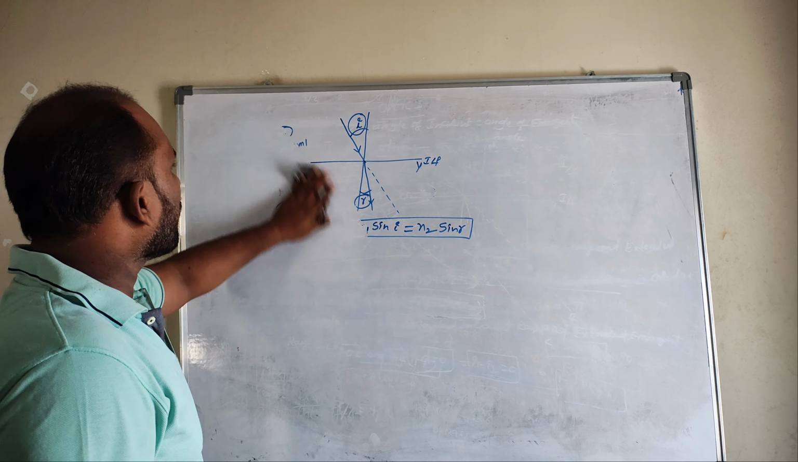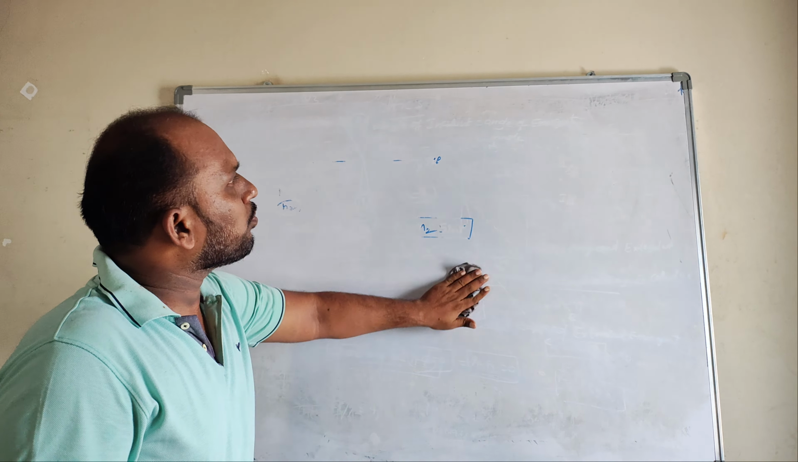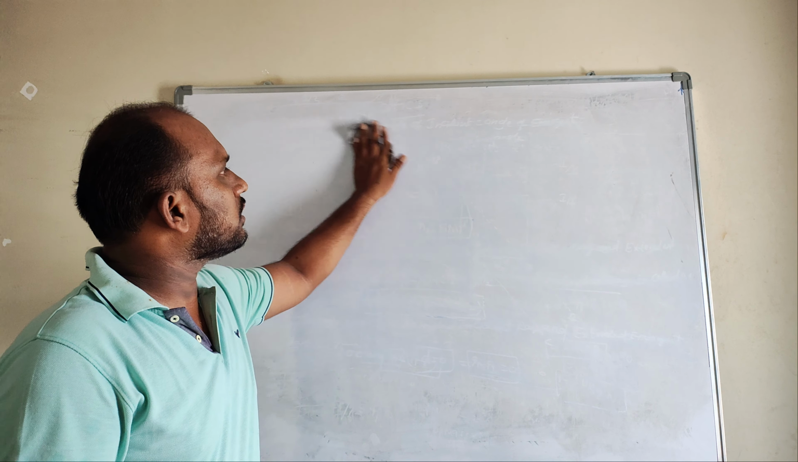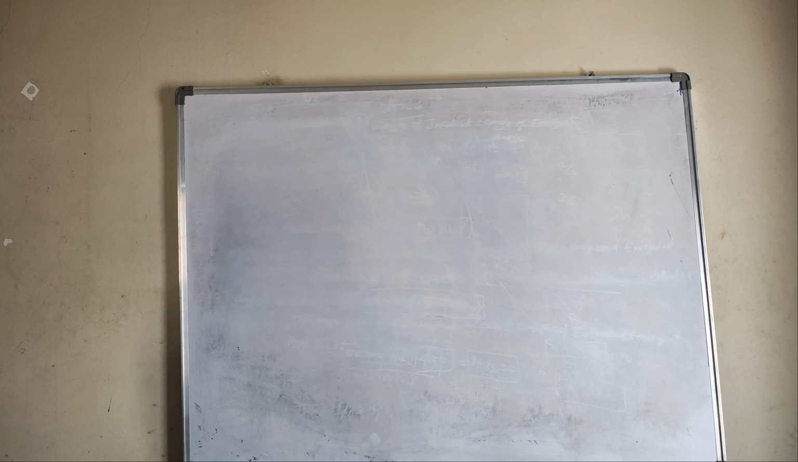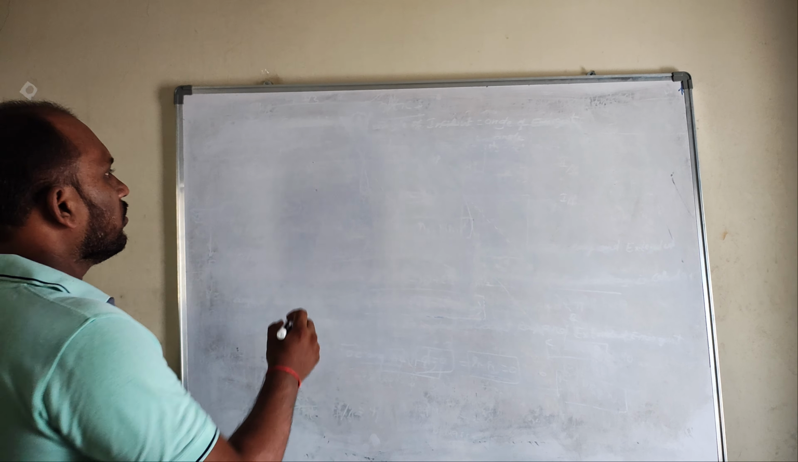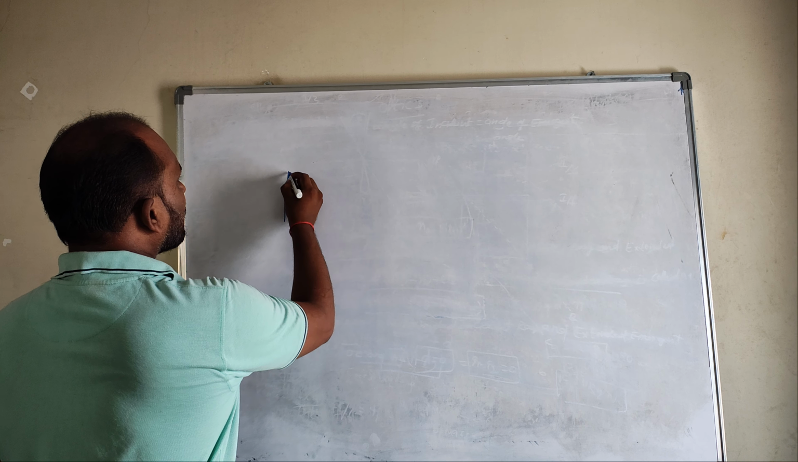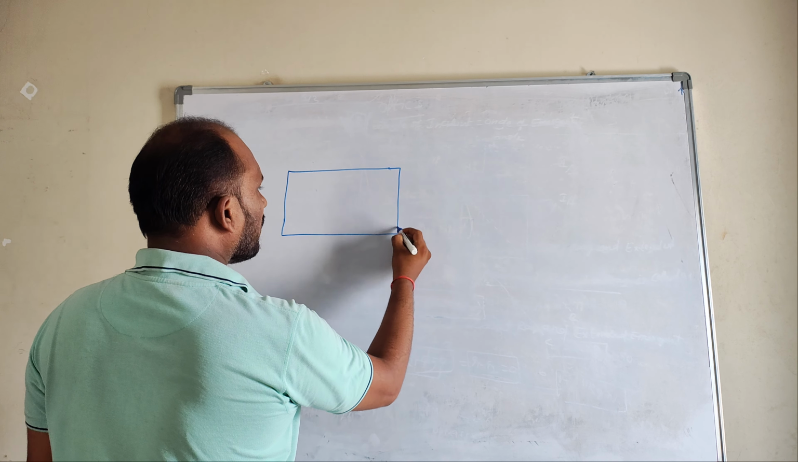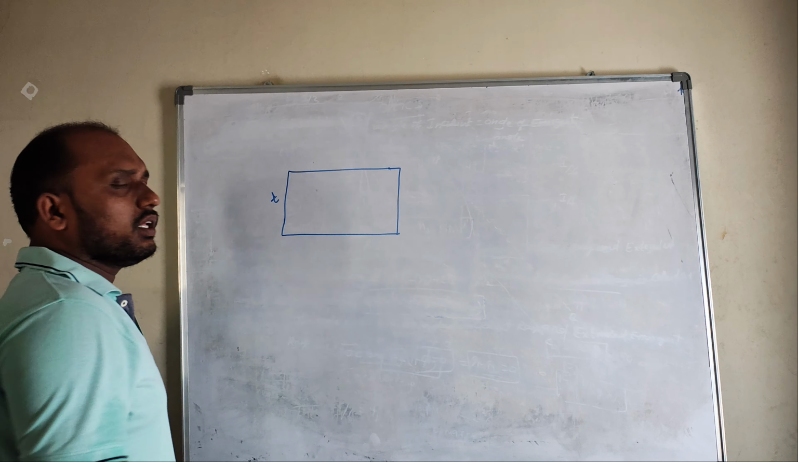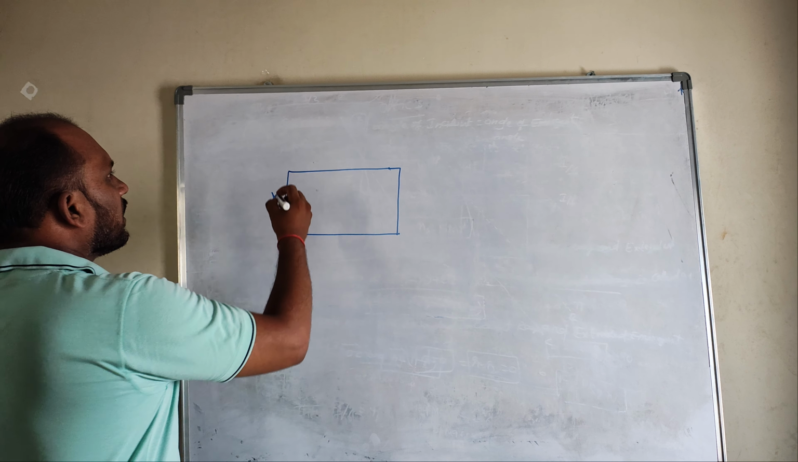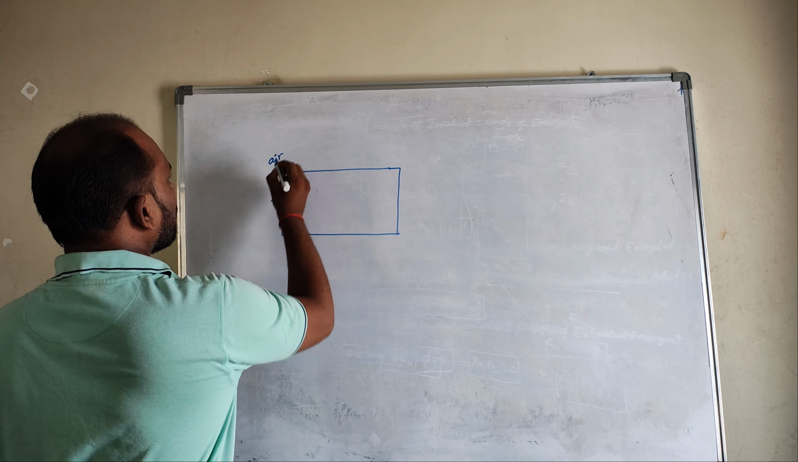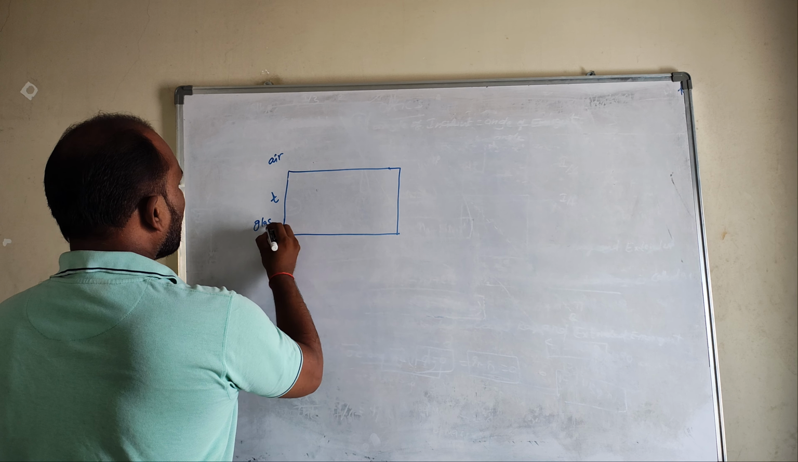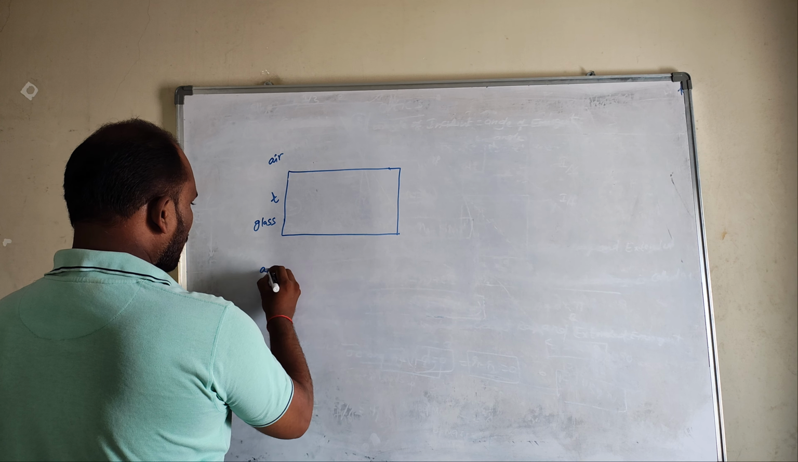Let's see, guys, now our motto is to prove that the angle of incidence is equal to the angle of emergence in a glass slab. Now I am taking a glass slab of thickness t. Once again, this is the air, I hope. This is the glass and this is air.